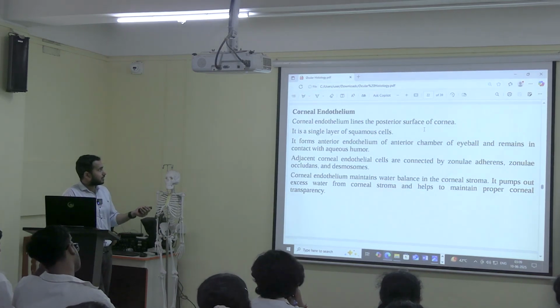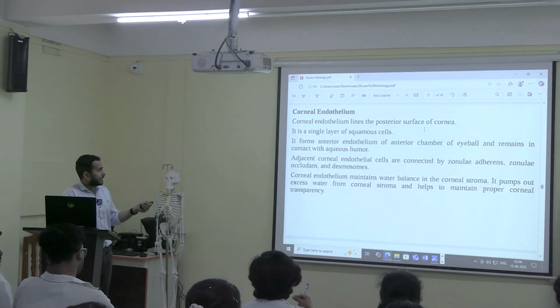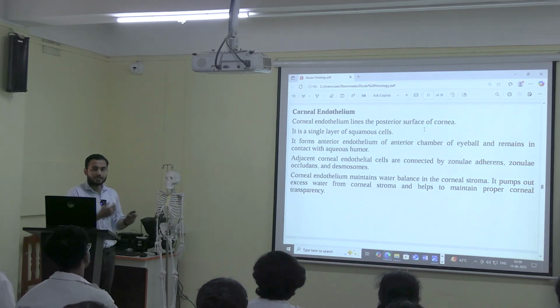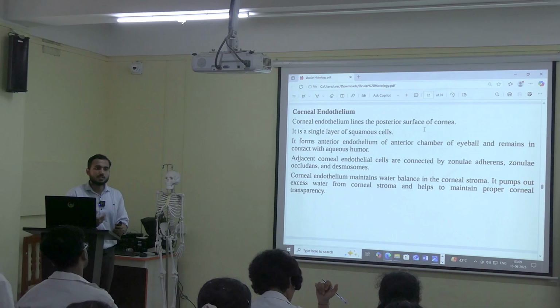Now this particular endothelium, the endothelium of the anterior chamber of the eyeball, is in direct contact with the aqueous humor. So this particular corneal endothelium comes in contact with the aqueous humor. From there only the nutrition is going to the cornea, or else how will it get the nutrition?